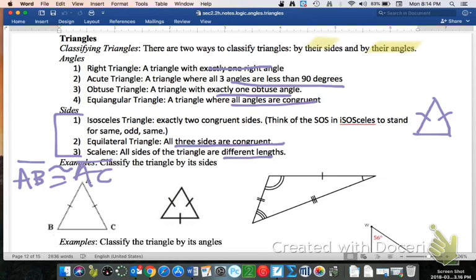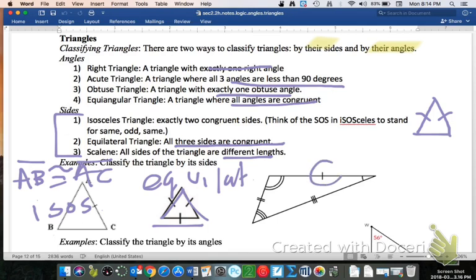That's how I would write that from our diagram. So if there's 2 sides that are equal, we call it isosceles. So this one is an isosceles triangle. If we look at this one, we know all 3 sides are congruent. So when all 3 sides are congruent, we call it equilateral.